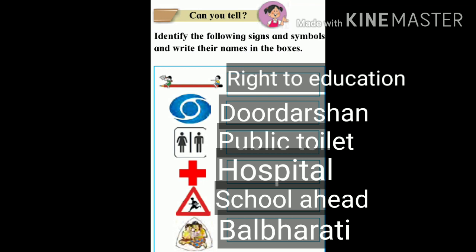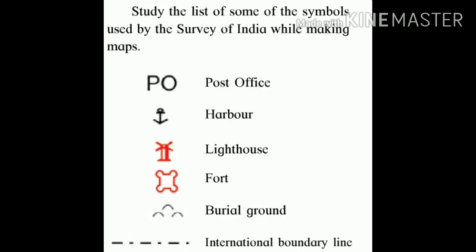Now, let us study the list of some of the symbols used by the Survey of India while making maps. You can see here the first one is post office. Then the second one is harbour. Third one is lighthouse. Then fort. Next one is burial ground. And the last one is international boundary line.